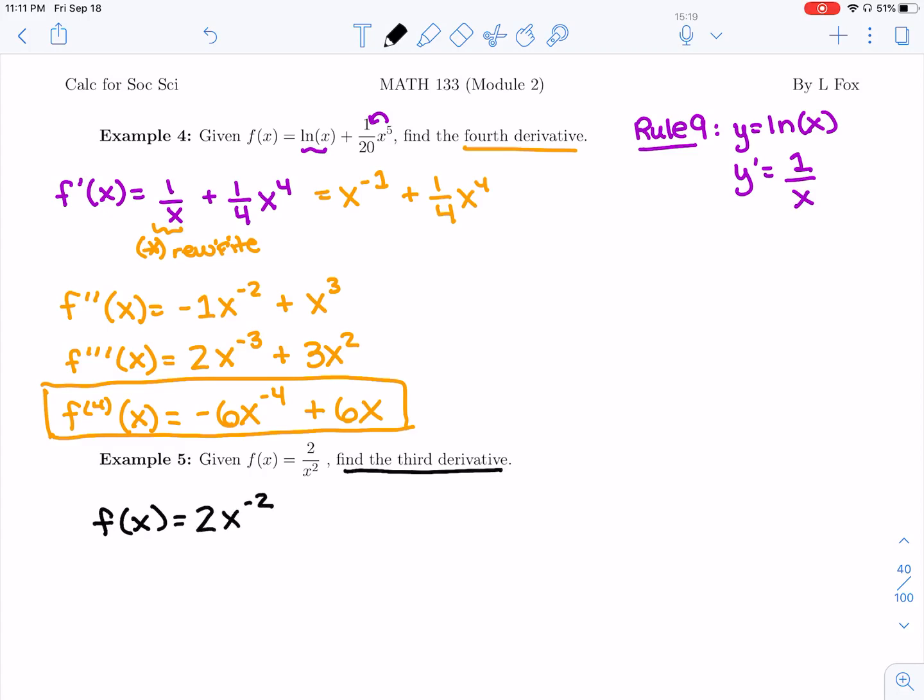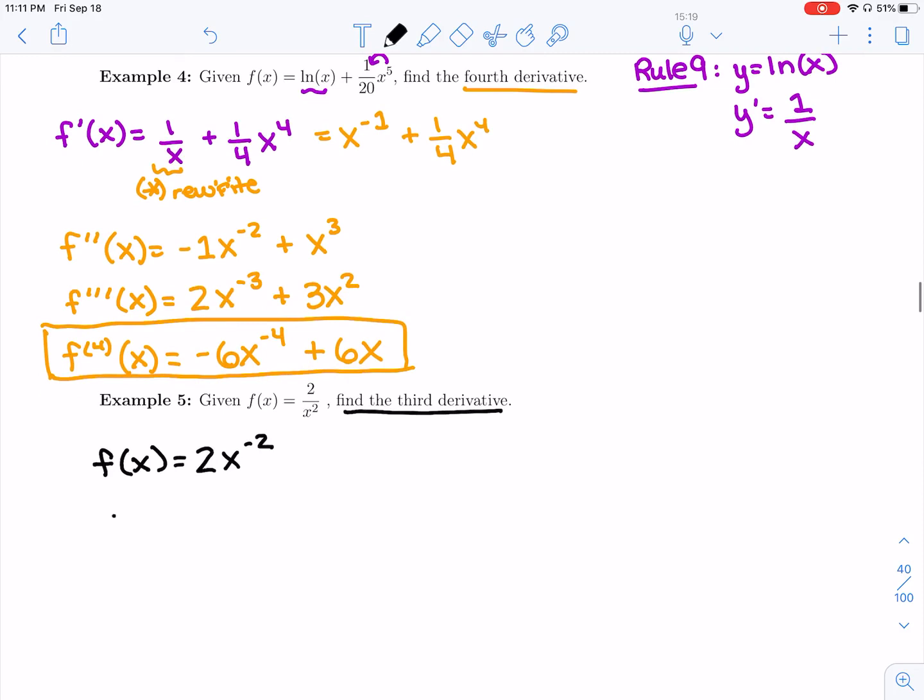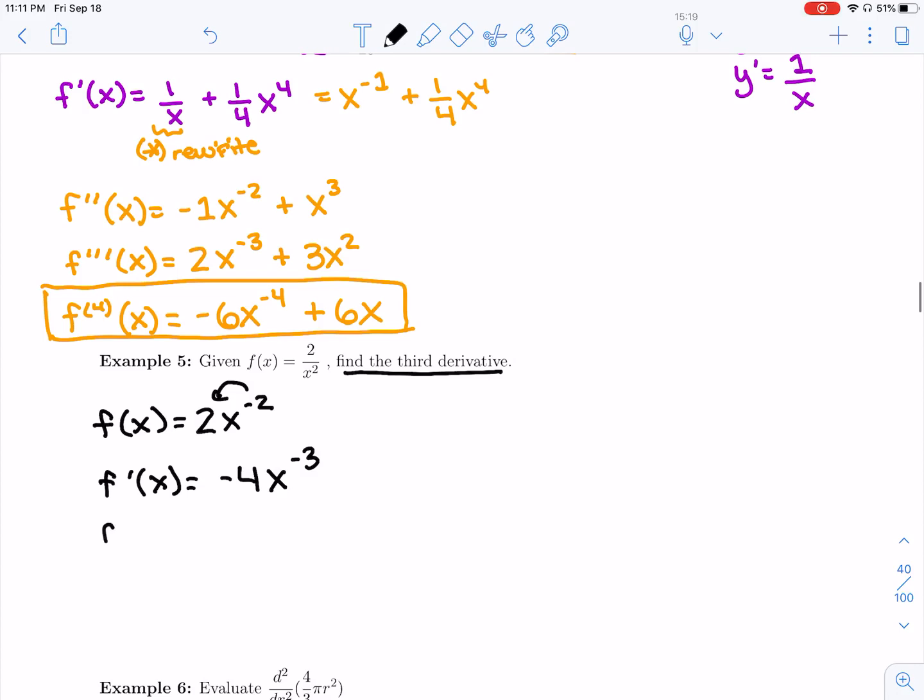I'm going to first just rewrite the function. It's 2x to the negative 2. And I'm finding the third derivative. So my first derivative, f prime of x, bring down the power, is going to be negative 4 x to the negative 2 minus 1 is negative 3. Second derivative, bring down the power. Negative 4 times negative 3 is going to make it a positive 12. x to the negative 3 minus 1 is negative 4. Lastly, my third derivative, and then I get to stop. 12 times negative 4 is negative 48.